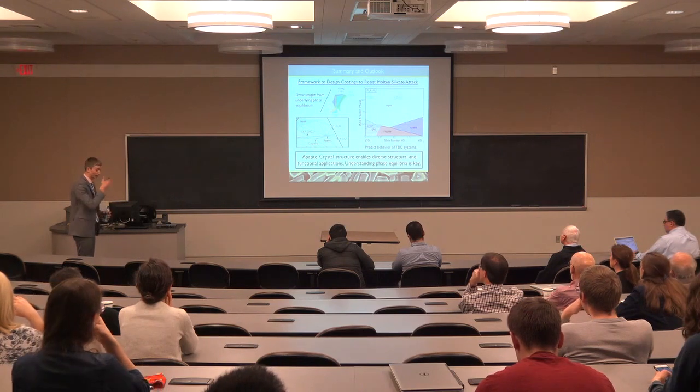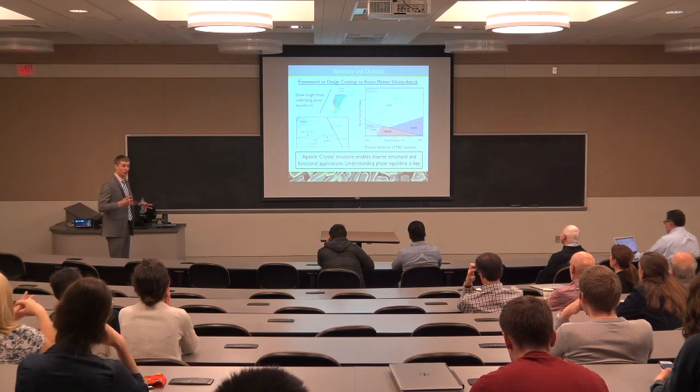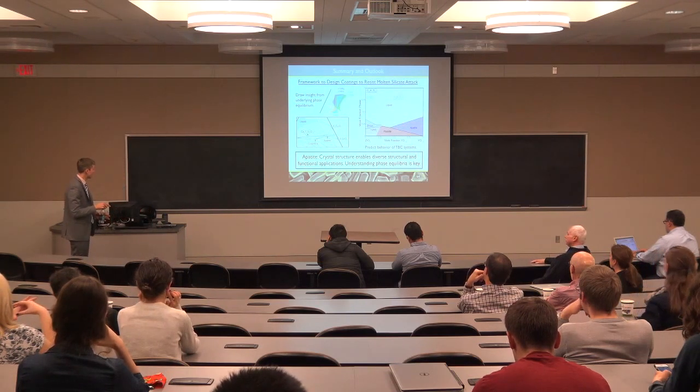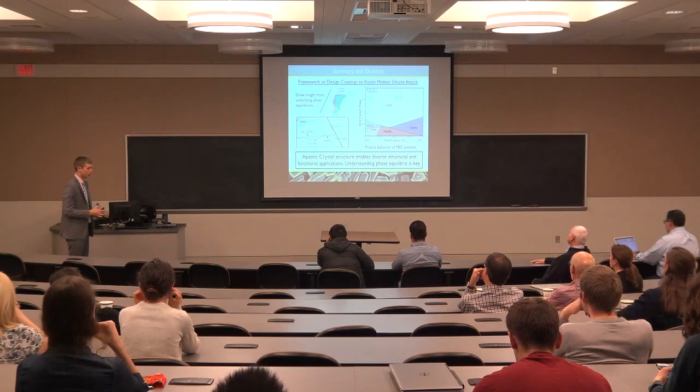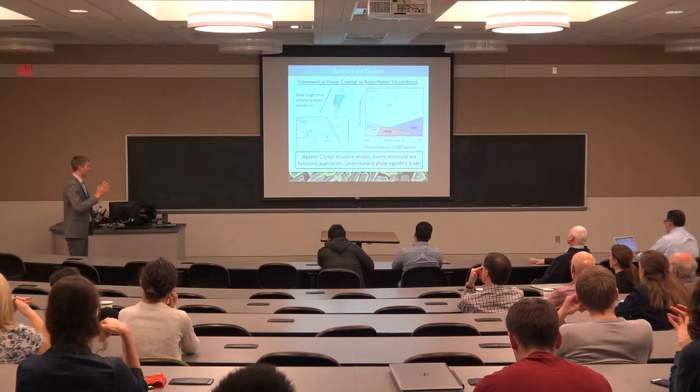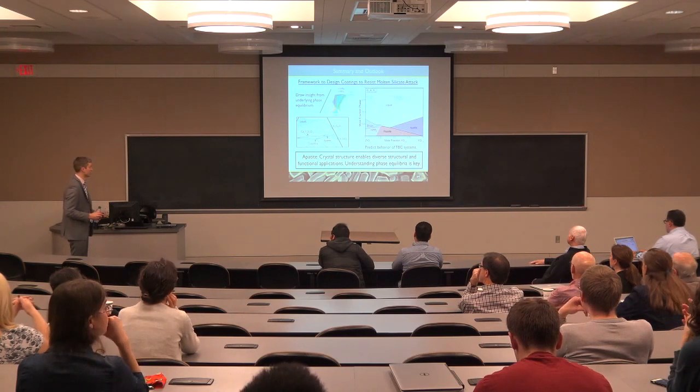I'd also like to come back to this idea that much of this variation in terms of the performance of coating materials that I've talked about today comes back to the fact that the apatite crystal structure accommodates a wide range of ionic substitutions, and by understanding those substitutions, we can better understand the performance of these materials.